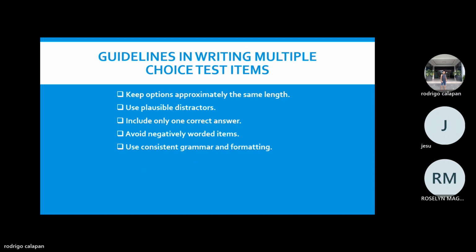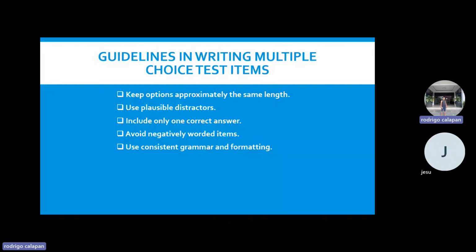So, another thing I have already mentioned: keep options approximately the same length, no? Use plausible distractors. That means that we have to ensure that the incorrect answer choices are plausible and reflect common misconceptions or errors that students may make. This requires a good understanding of students' potential understanding.